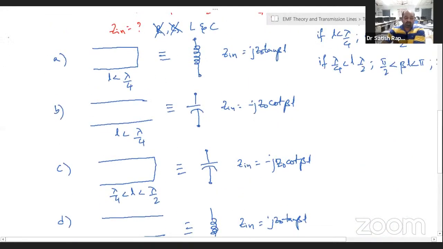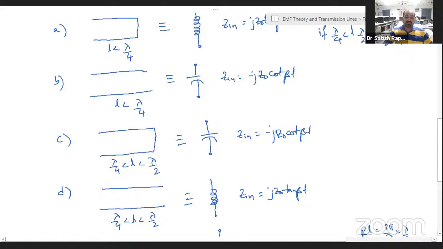So all these transmission lines are for UHF frequencies, right? When L is less than lambda by 4, what is the circuit element? Inductance. When L is between lambda by 4 and lambda by 2, what is the circuit element? Capacitor.